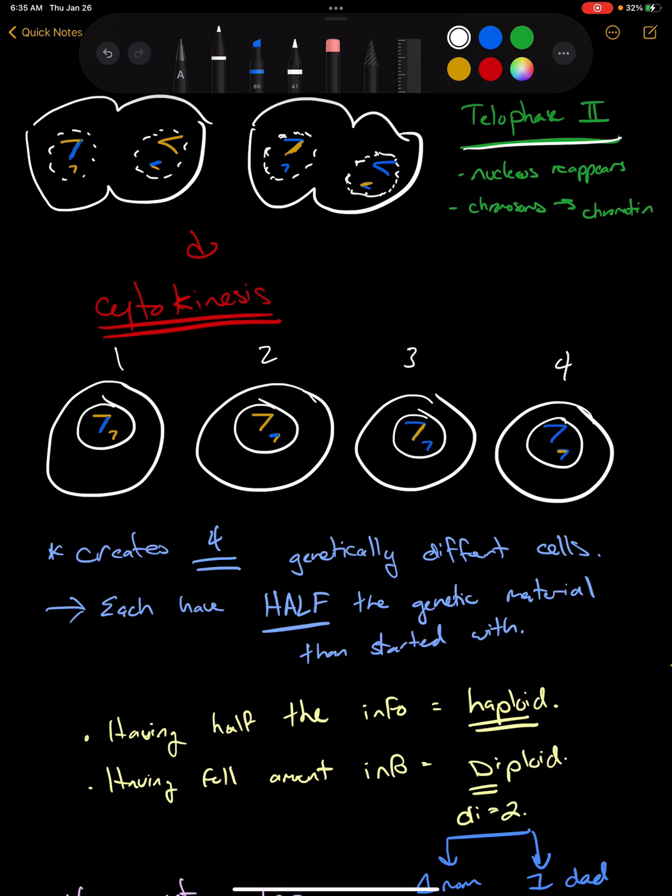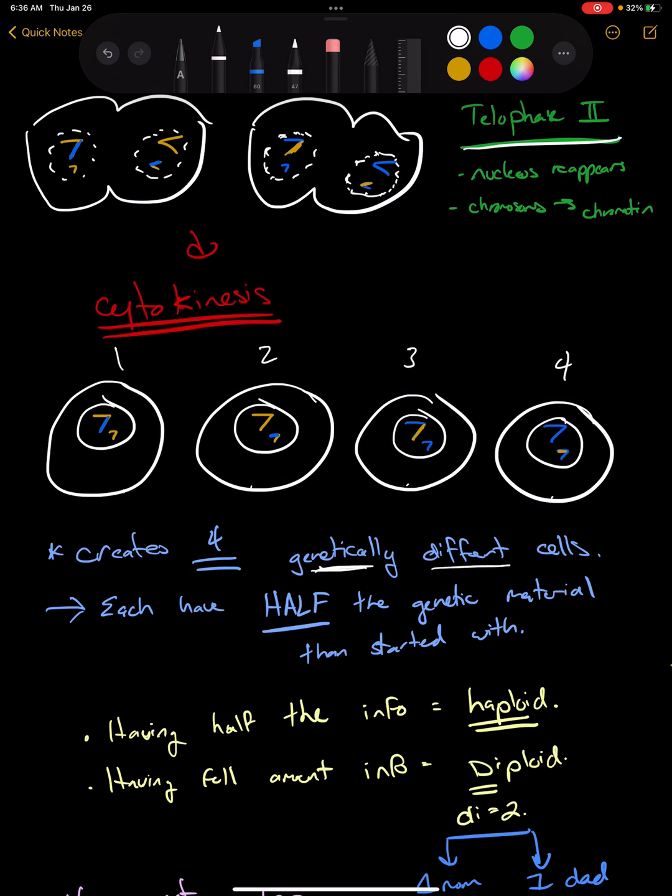Then after cytokinesis, you guys can see that I have 1, 2, 3, 4 cells, right? And these 4 cells are all, if you look, I have a big yellow, blue, and a little yellow. In number 2, I have a big yellow, and then a little bit of blue, a little bit of yellow. And then 3 and 4, you can continue on. Are any of these cells identical to each other? Do any of them have the same pattern? No. These things are all genetically different from each other.